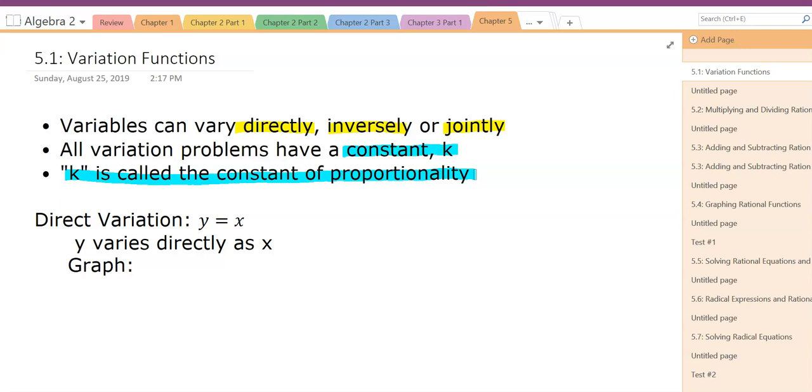The first one, and probably the most used, is the direct variation. That equation looks like y equals x, as a general example. So y varies directly as x.